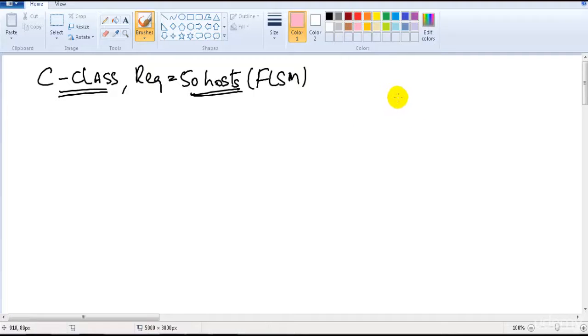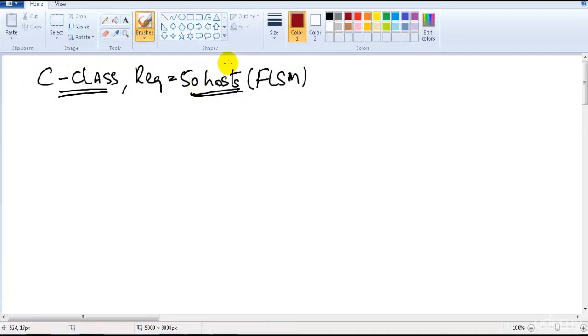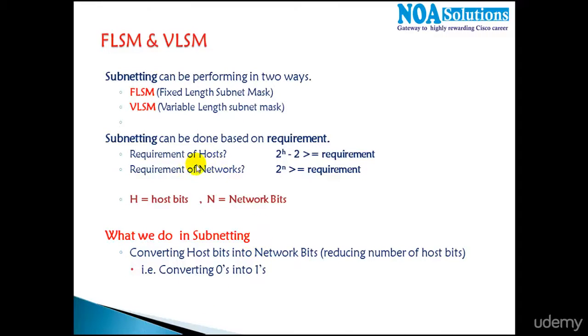So the question here is, if you take any C class network, by default it supports 0 to 255 addresses. That's the default size of any C class network. Now I want to divide this network into multiple small sizes so that each small network gets a minimum of 50 host addresses. That's my requirement. So let us start with the calculation. What is the formula which we use if we are calculating based on the host? It has to be 2 to the power of h minus 2 greater than or equal to the requirement.